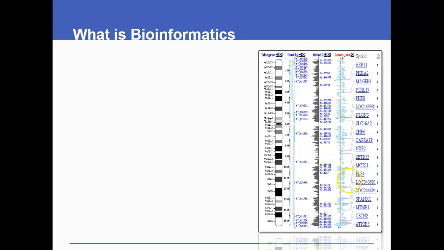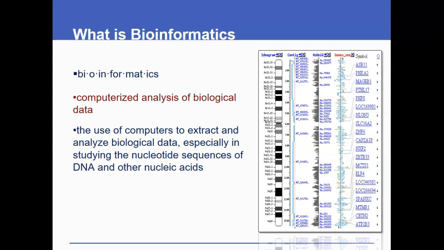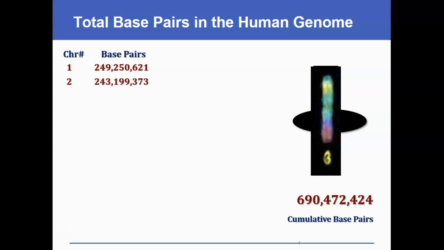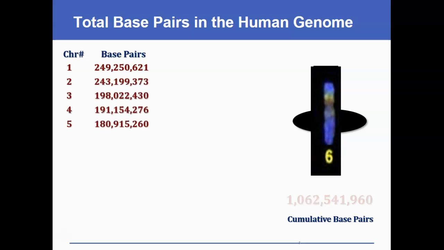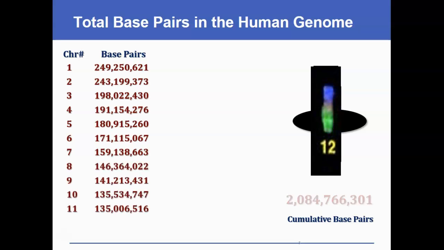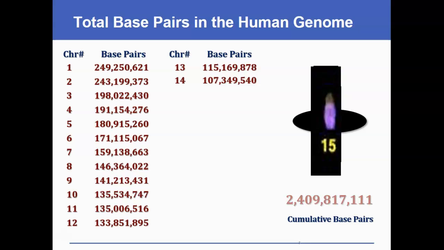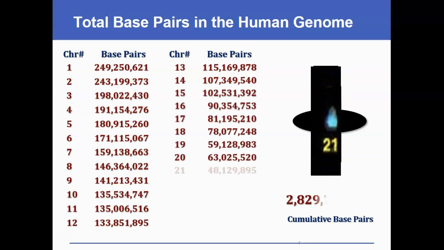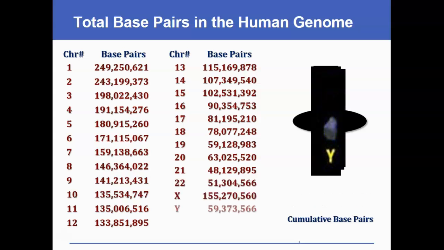So this week we're going to be studying bioinformatics, which is the combination of biology and computer science, looking at big data to help understand biology and the human genome. So we need to remember how big the human genome is and how many nucleotides are actually encoded in our 23 pairs of chromosomes.